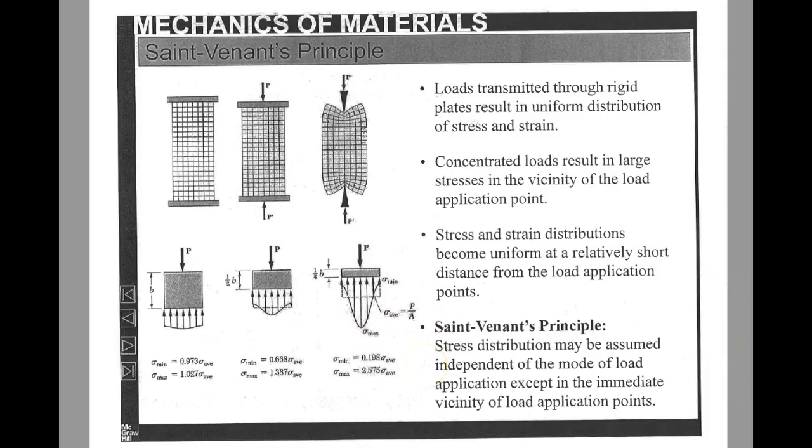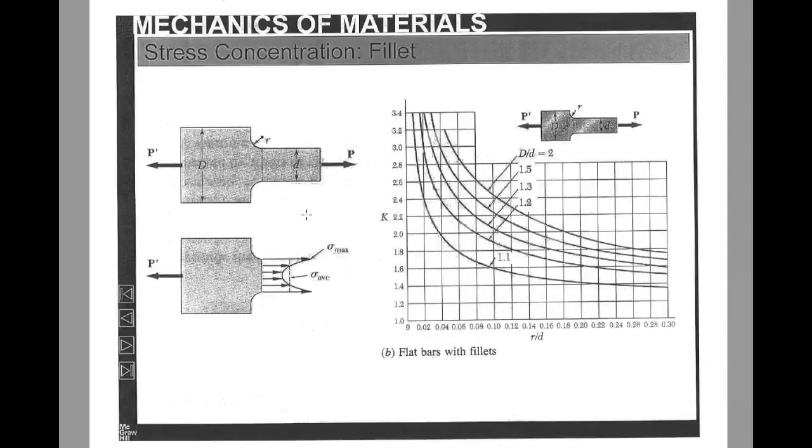So this is basically Saint-Venant's principle: the stress distribution may be assumed independent of the mode of load application, except in the immediate vicinity of the load. So if you're in the immediate vicinity of the load, you have to design for a higher stress. Now, in your textbook, you'll notice that when they have problems like this, they will often put a rigid end cap or some sort of a plate on the end of the structural member. And that's sort of their code for distributing the load in the vicinity of the point of application.